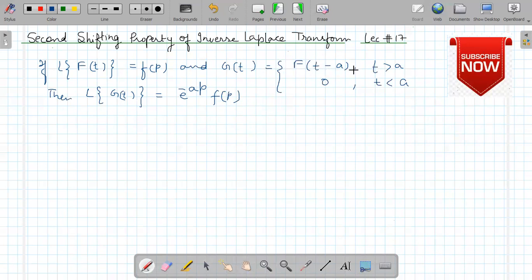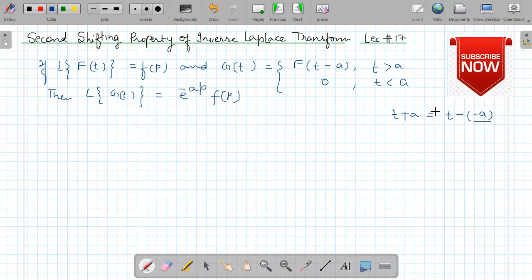Means when in this function we replace t minus a by t, then we'll get f(t). So we'll take the Laplace transform of f(t) to get f(p) and multiply it by e raised to the power minus ap if we have negative a here. If we have positive a here, then we have minus of minus a, because when you write t plus a in the form of t minus a, a will be negative, so we put here negative a, and negative of negative a will be positive. Okay, so in case when we have positive sign here, we have positive sign here. When we have negative sign here, negative sign here.